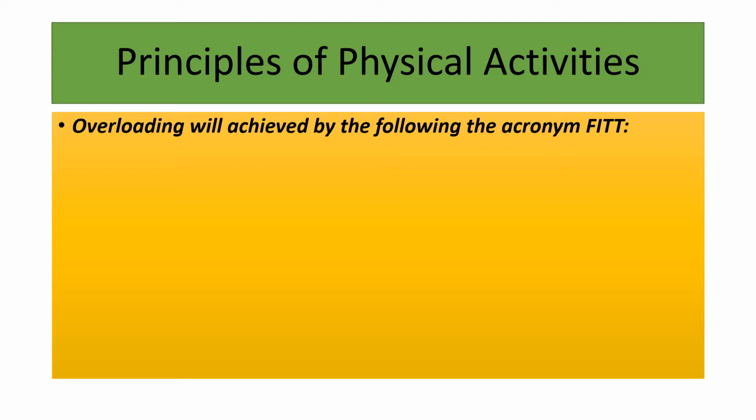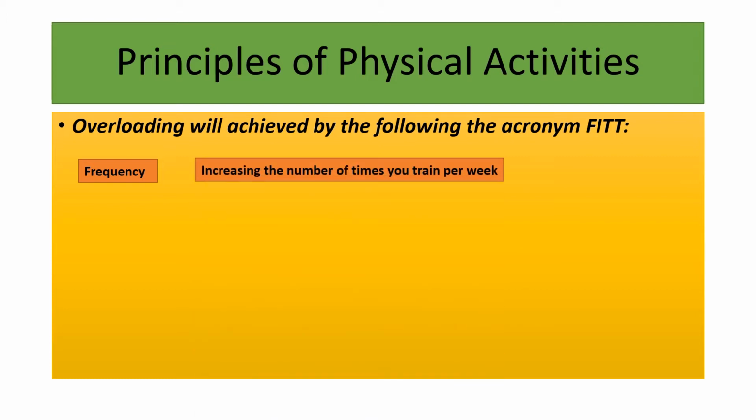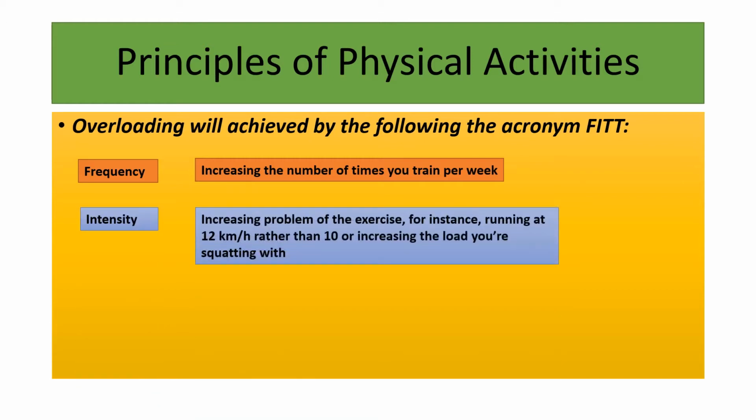Overloading will be achieved by following the acronym FITT. F is for frequency, increasing the number of times you train per week. I for intensity, increasing the power of the exercise. For instance, running at 12 km per hour rather than 10 km per hour, or increasing the load you're squatting with.